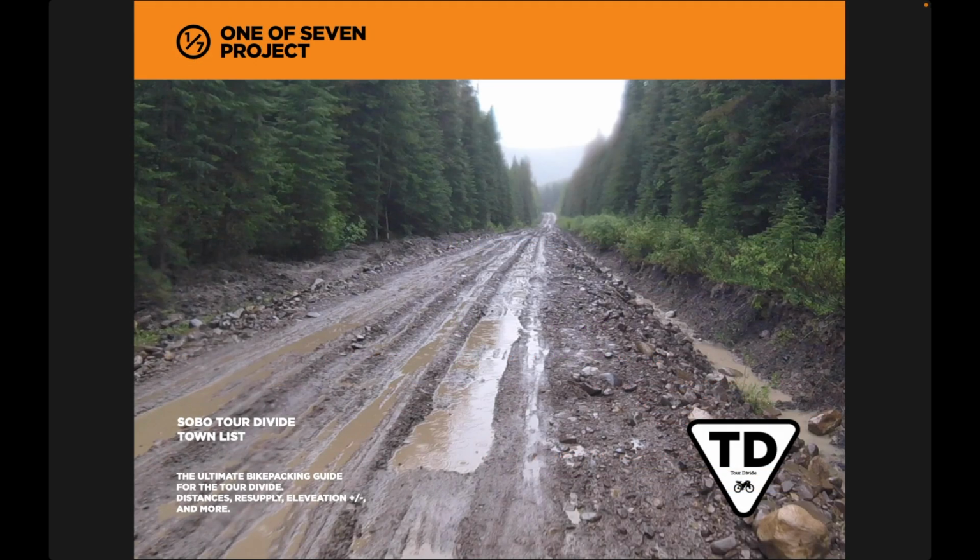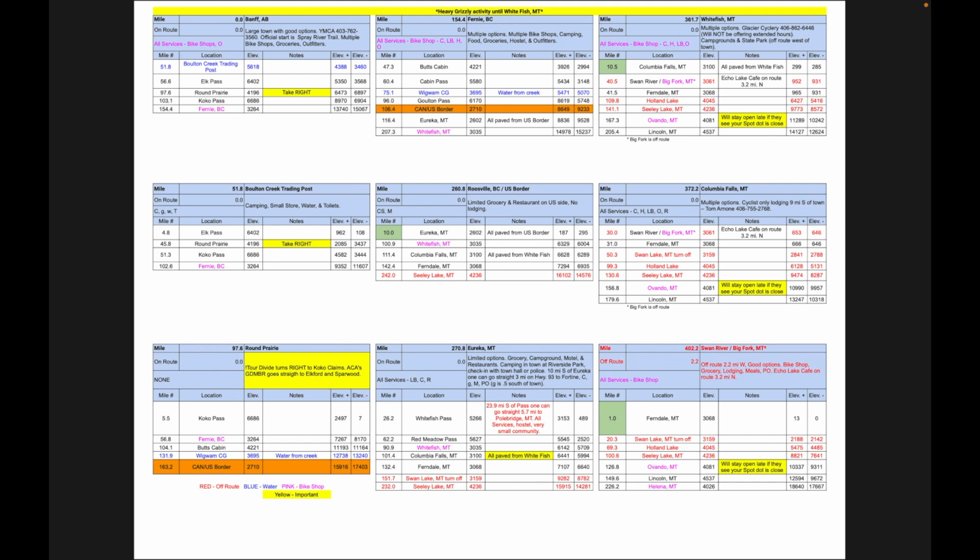All right, so right here, we're going to look at the town list planning aid, go over the differences between that and the data sheet, and I'm going to show you how to use a planning aid. All right, let's go. So here is the southbound Tour Divide town list planning aid.